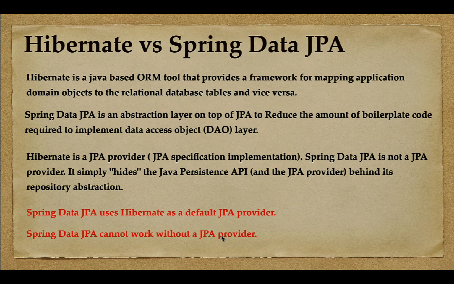Well, there can be multiple JPA providers, for example, Hibernate, EclipseLink, TopLink, MyBatis. Okay, so there are a lot of implementations for the JPA specification, right? And Spring Data JPA cannot work without a JPA provider. You have to provide one of the JPA providers in order to work with Spring Data JPA. You can use Hibernate, EclipseLink, MyBatis, or TopLink.